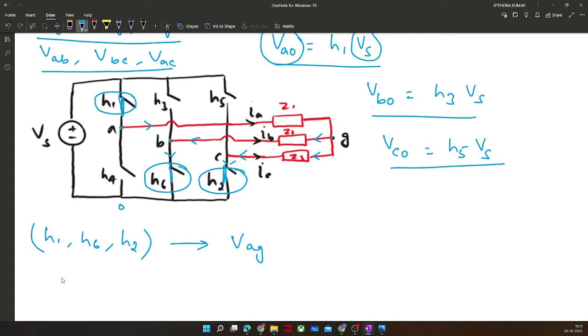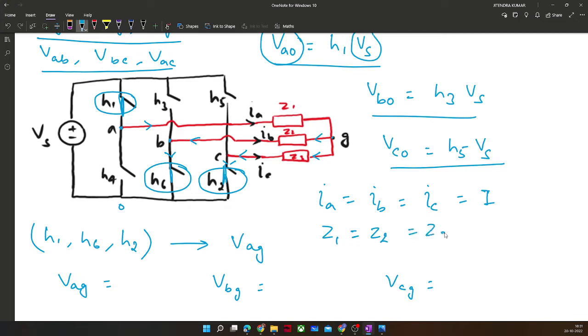So VAG would be how much? VBG would be how much? And VCG would be how much? That we need to identify to understand this. Now, let us say all currents are the same and all impedances are the same. Generally this is the scenario for the balanced case. Let us say IA is equal to IB is equal to IC is equal to I, and Z1 is equal to Z2 is equal to Z3 is equal to Z.